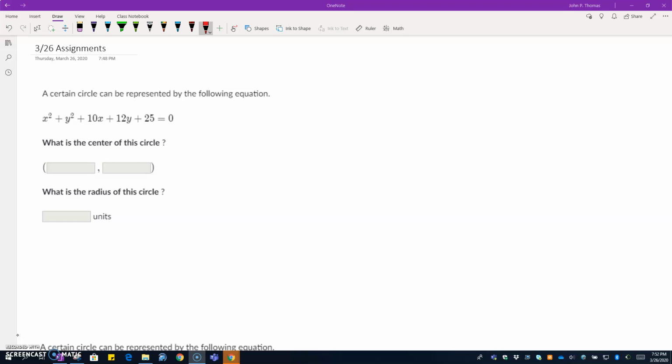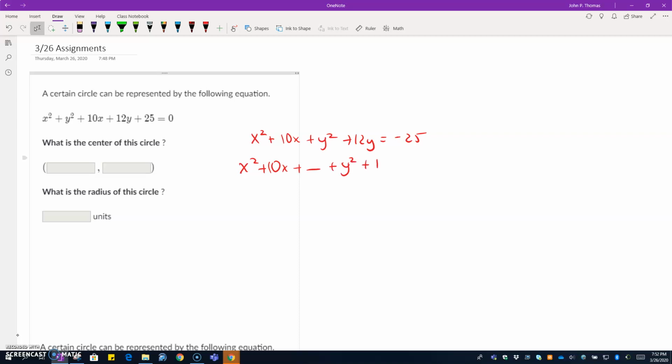So this first one, it asks us basically to find the center and the radius. So first thing I'm going to do is I'm going to get it restructured so that the x's are together. So x squared plus 10x plus y squared plus 12y. And I'm going to move that 25 over to the other side. All right, now I'm going to add some blanks in. So x squared plus 10x plus blank plus y squared plus 12y plus blank equals negative 25 plus blank plus blank, because I want to keep it balanced.